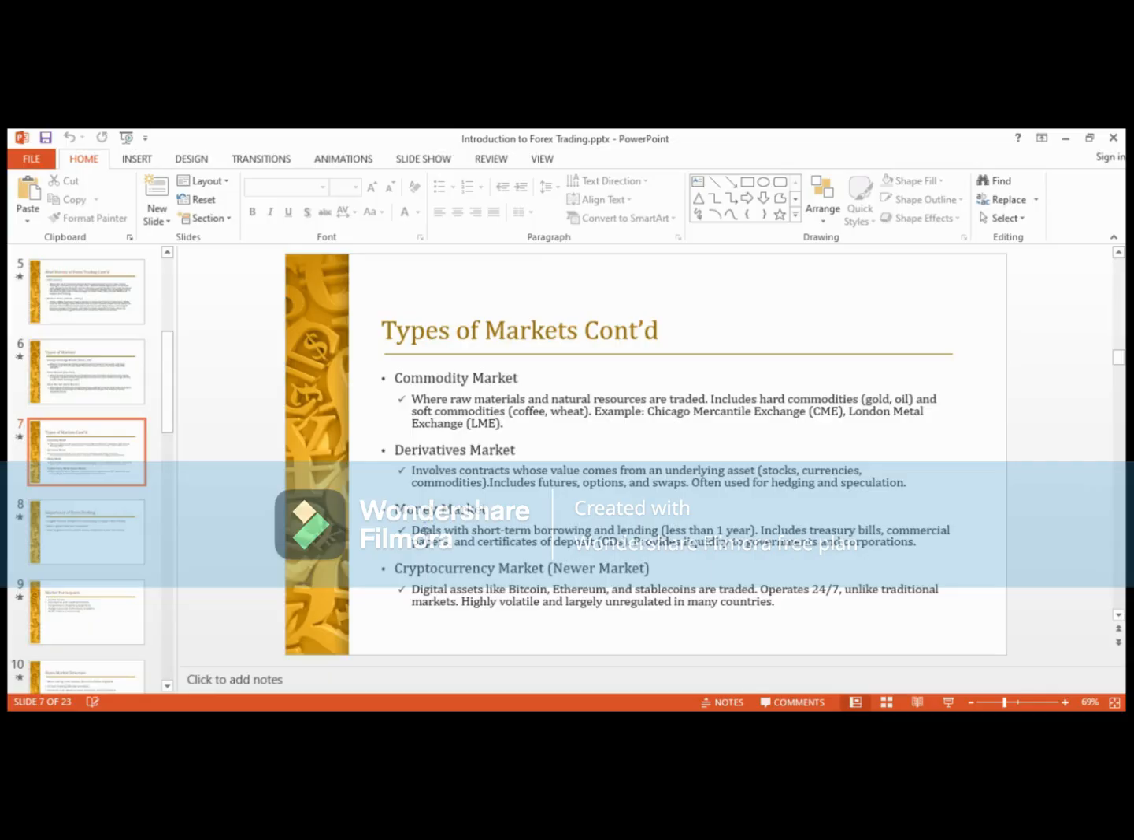We also have the crypto market, which is a newer market. A newer market in essence is a market which was recently introduced, right? Yeah, I think probably 15 years ago. The crypto markets are where digital assets like Bitcoin, Ethereum, and stable coins are traded. It operates 24/7, unlike the traditional markets. It's very volatile and largely unregulated in many countries.